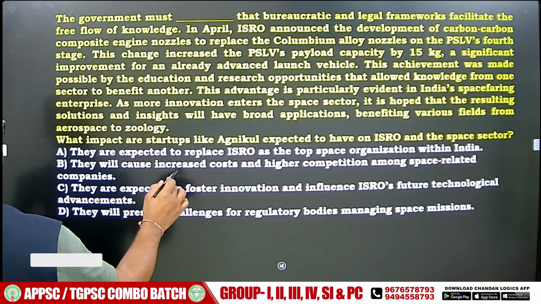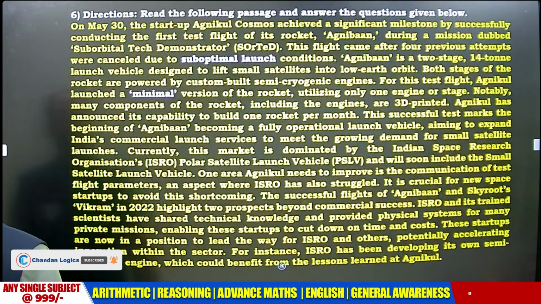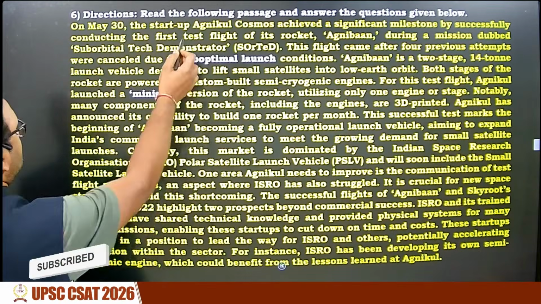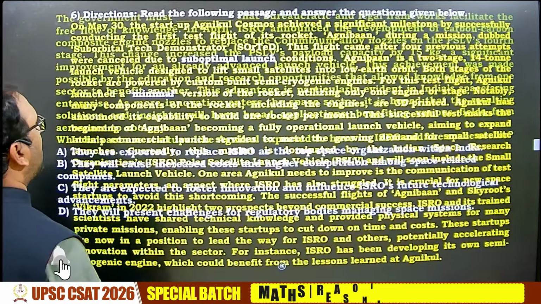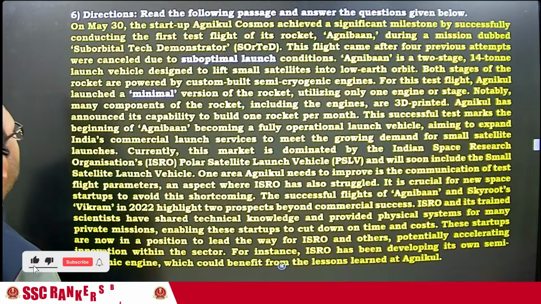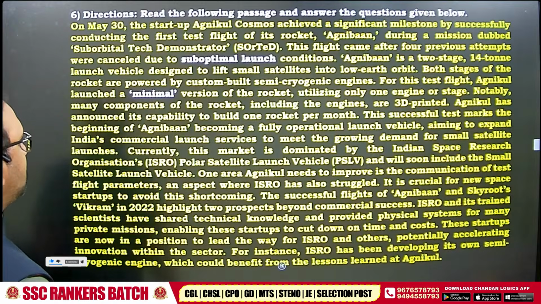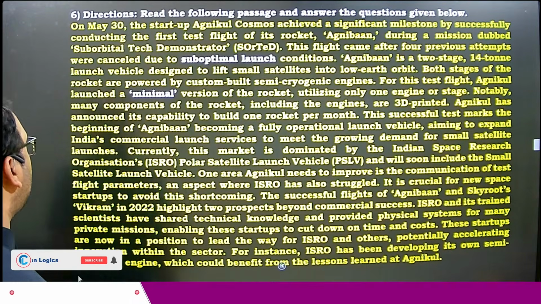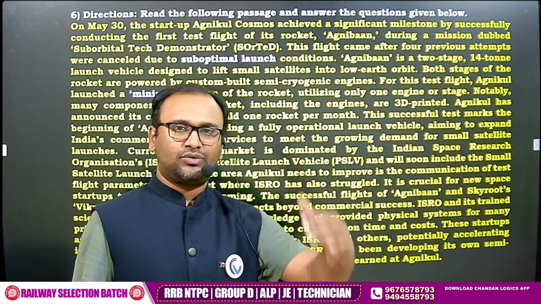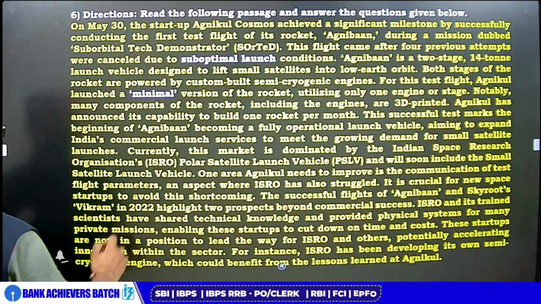Let's go to the question number. I think we have only 5 questions from jumbled sentences. Now we have question number 6. Is this a passage or a cloze test? It is a passage, a wonderful paragraph with a blank there. What is the paragraph talking about? Let us have a look. May 30th, startup Agnikul Cosmos achieved a significant milestone by successfully conducting the. I think this paragraph is about ISRO, space, satellites, maybe a science and technology related article.